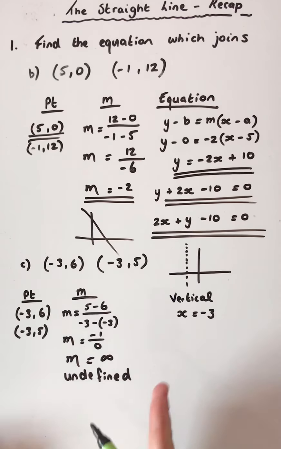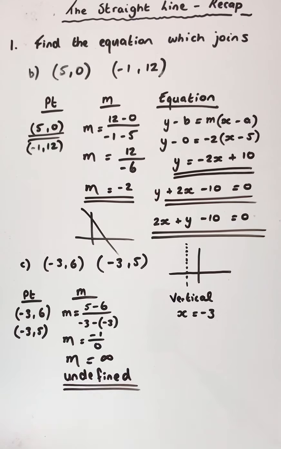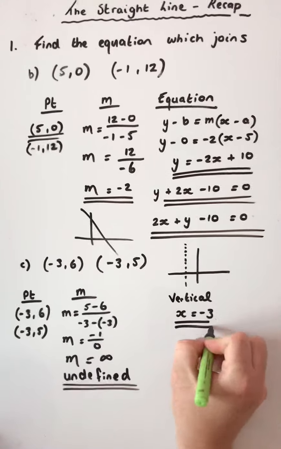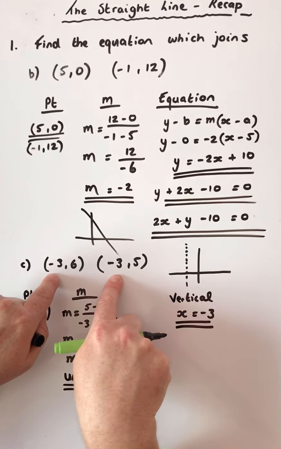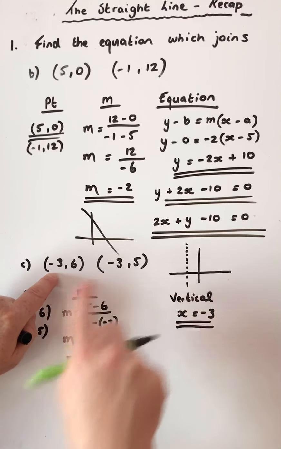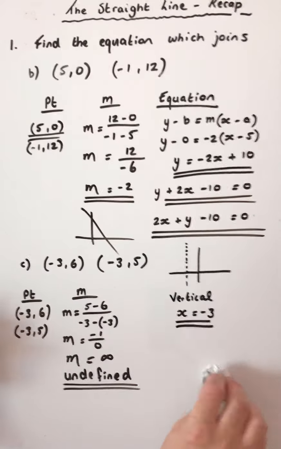Okay, so at that point, you should know that's a vertical line. Okay, so the equation would relate back to all the x values being the same, which is, in this case, x equals -3. Okay, so that's a vertical line.